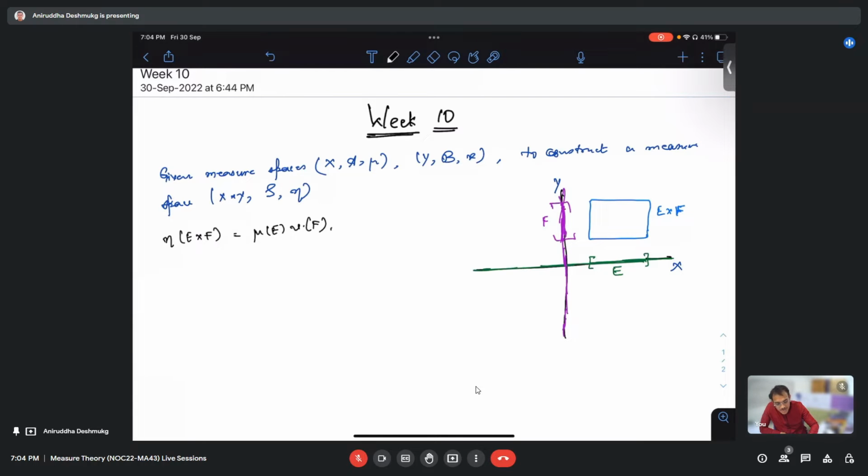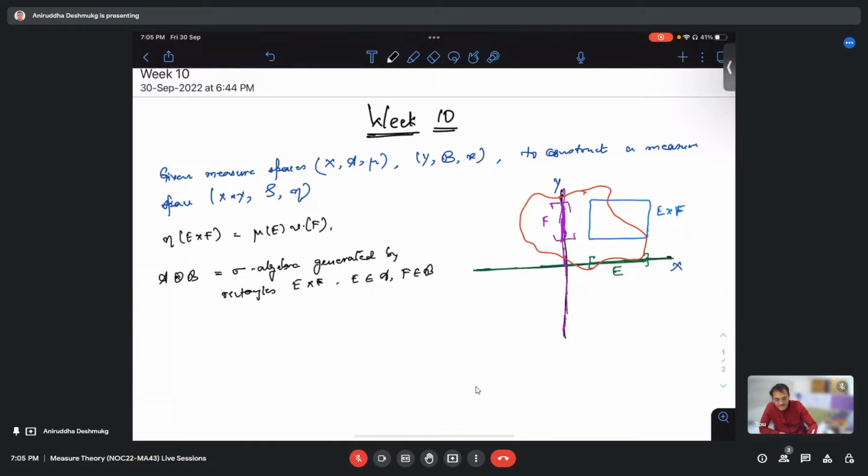Now, a set could very well be of another form. It may not be a rectangle. It could be of this form, and then there is no direct way of measuring it because it is not a Cartesian product. We cannot say it is the product of some measures. So what we would rather do is define the measurable subsets of X cross Y. Let us look at the sigma algebra generated by all these rectangles, the sigma algebra generated by rectangles of the form E cross F, where E comes from A and F comes from B.